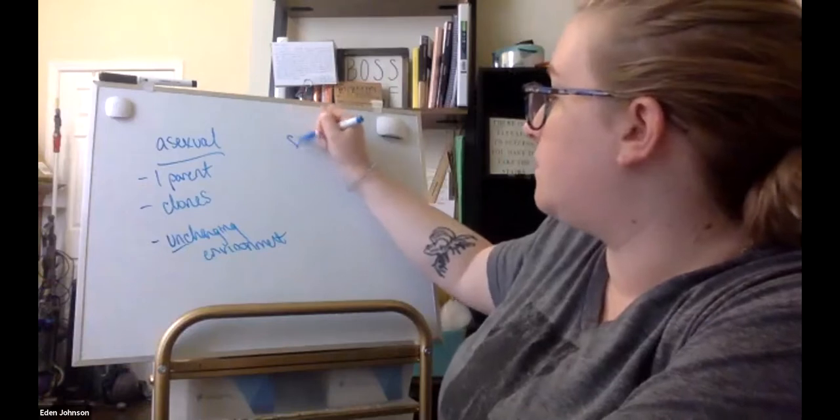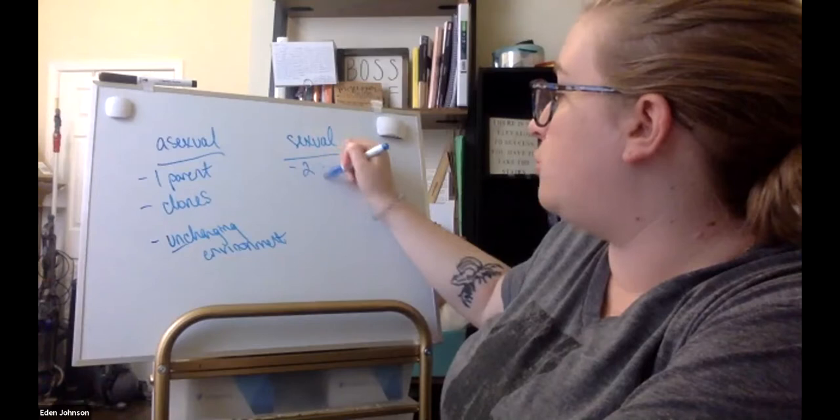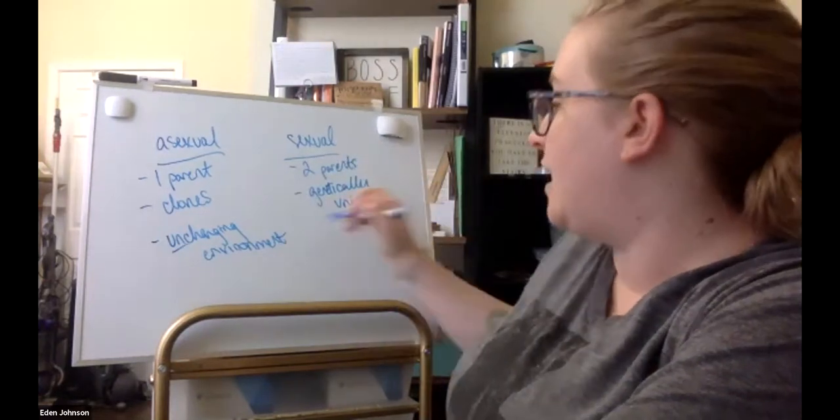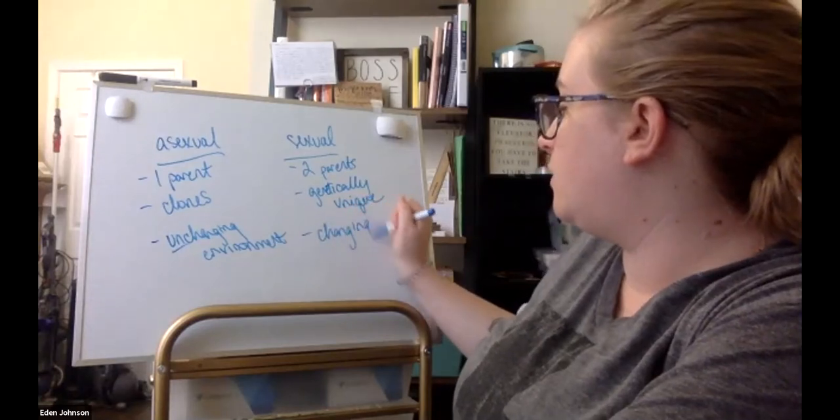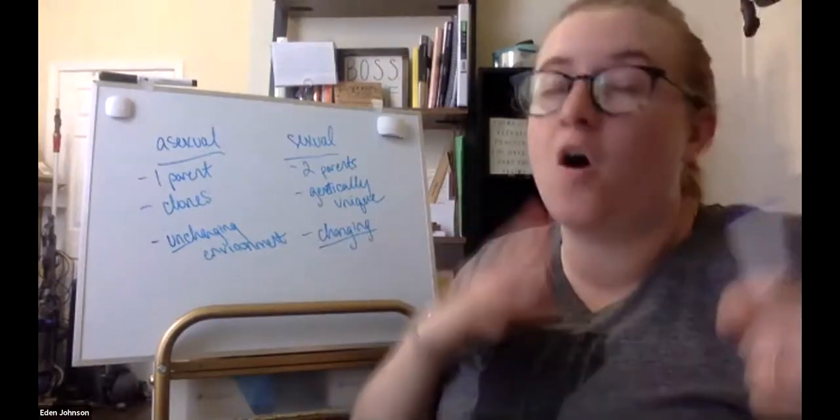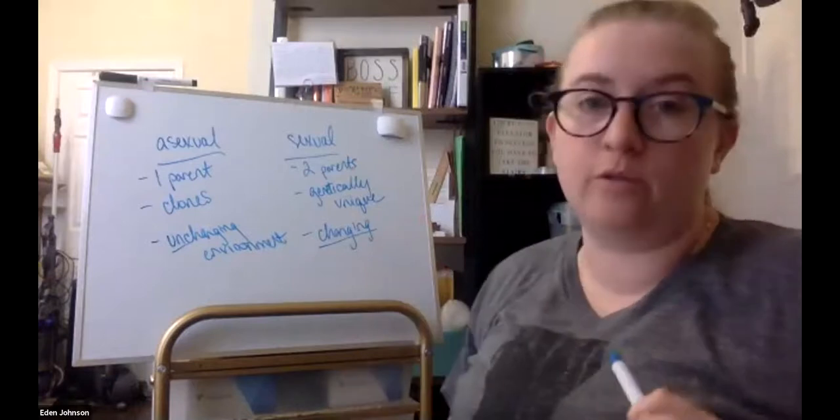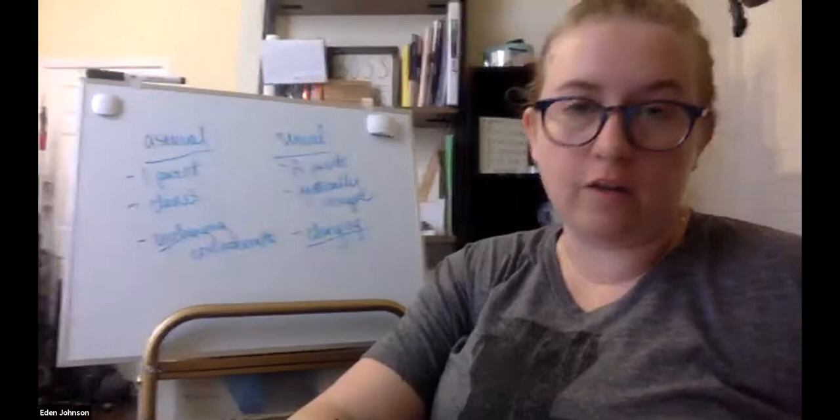Versus sexual reproduction, you have genetically unique offspring, and they thrive in a changing environment. Okay, thrive in a changing environment, and that's because of all of this genetic diversity in a sexually reproducing species. Okay, so write all that stuff down.